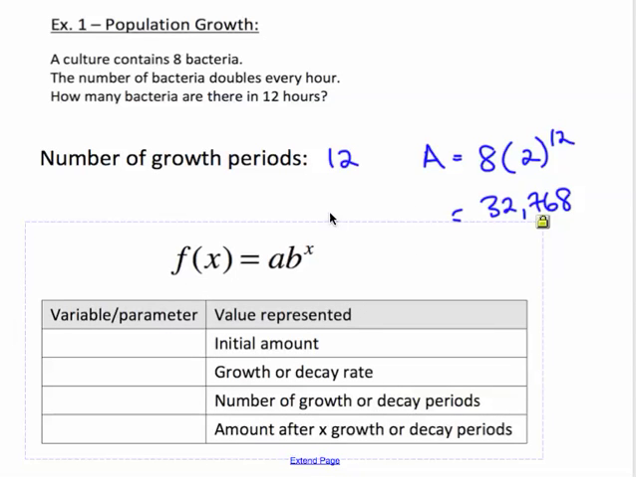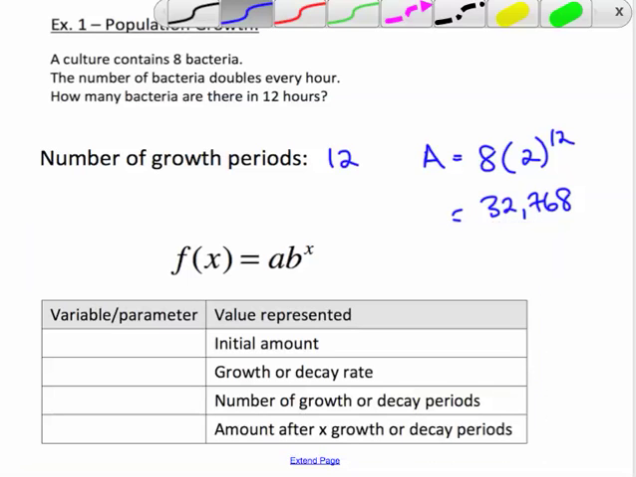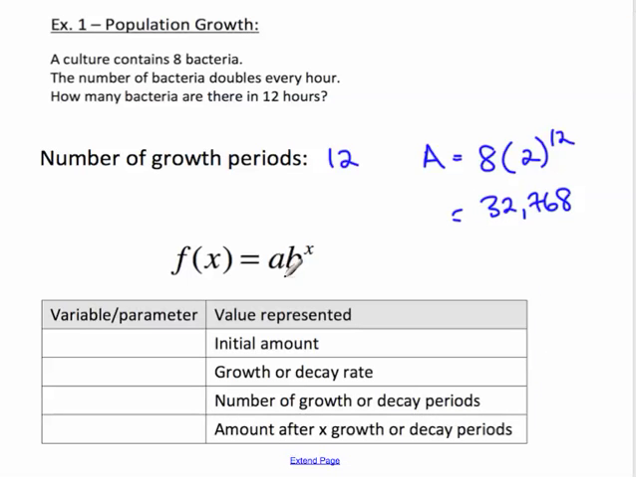So in general, we can work out exponential growth or decay problems using an equation like this. F of x is equal to a times b to the x. A, as we've seen, represents the initial amount. In our example, it was 8. B represents the growth or decay rate. In our example, it was 2 because every growth period the population was doubling.